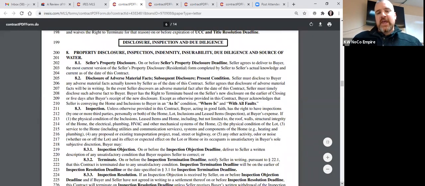Property disclosure stuff. So again, if you have that property disclosure deadline, sellers agreeing to provide the most current version of the Colorado Real Estate Commission's property disclosure. Even if there is no property disclosure deadline, the seller cannot just waive their legal obligation to disclose adverse material facts of which they are aware. Okay. And filling out that property disclosure from the Real Estate Commission is probably their safest bet as far as how to avoid getting in trouble for concealing adverse material facts.